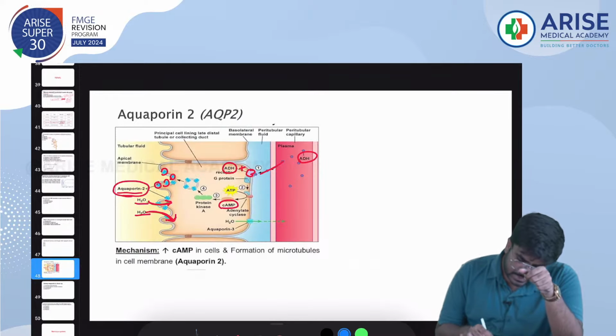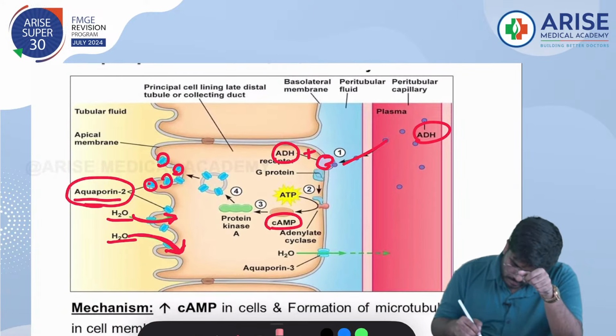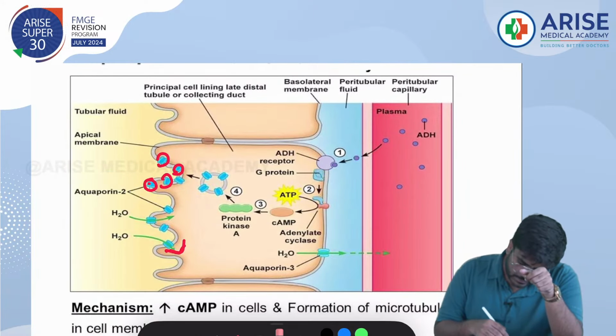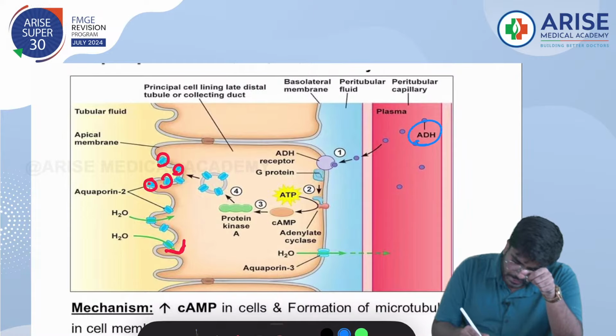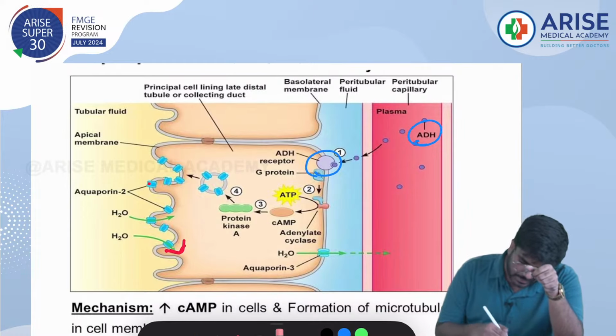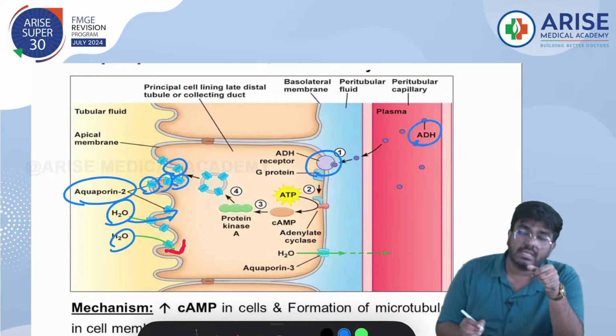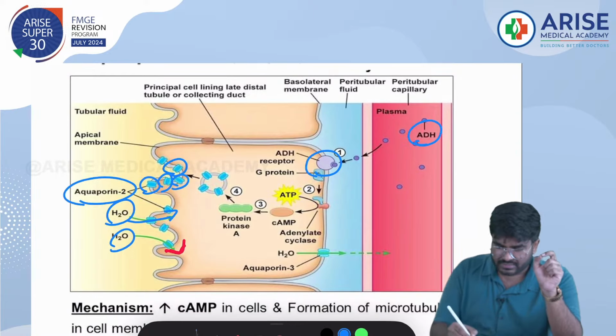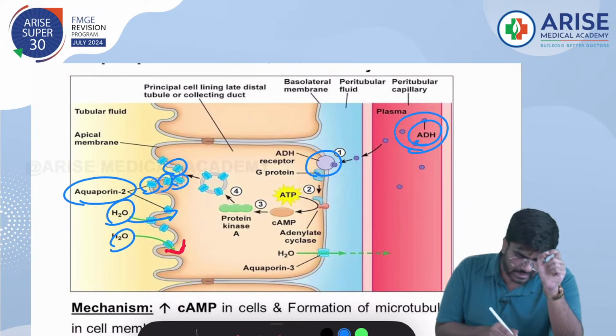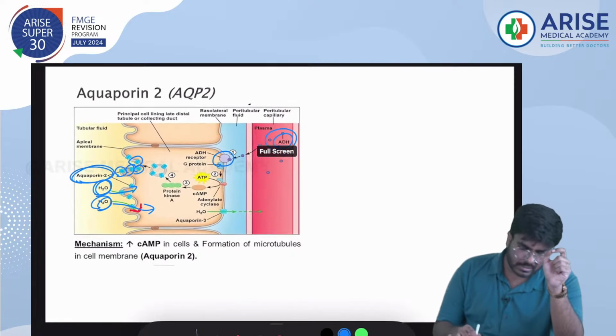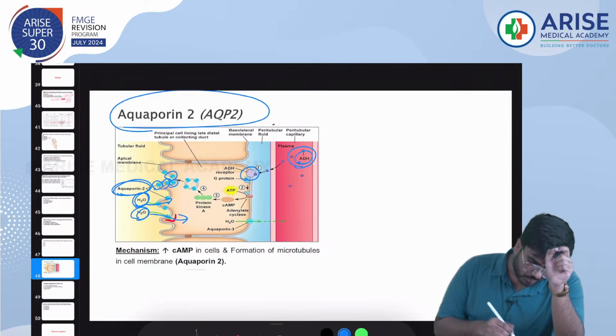Now look here, guys. This antidiuretic hormone is acting on its receptor. When it is acting on its receptor, water reabsorption is happening. See, water is getting reabsorbed into the cell with the help of which channels? Aquaporin 2 channels. So when ADH is acting on the cell, with the help of aquaporin 2 channels, water will be reabsorbed into the cell.